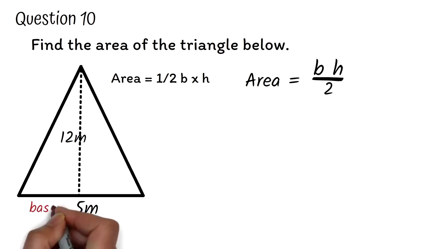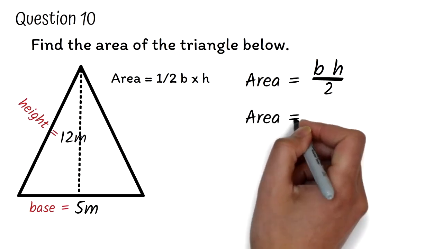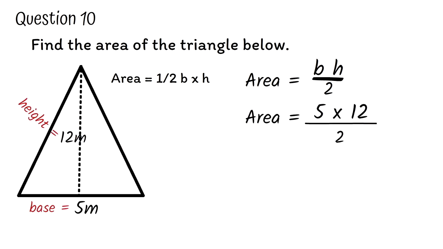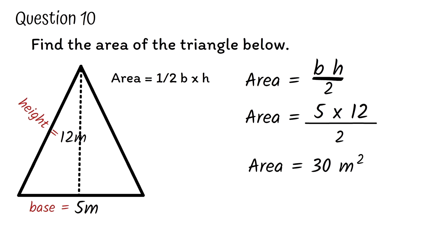Here, the base is 5 meters. The height is 12 meters. The area is 5 times 12 divided by 2. 5 times 12 is 60. Divided by 2 is 30. So the area of the triangle is 30 meters squared.